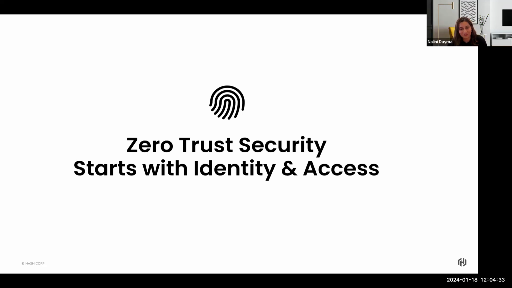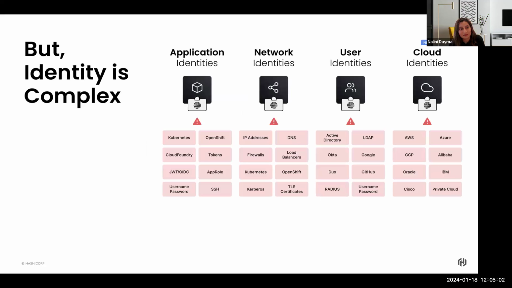Every vendor out there in the world has their own definition of zero trust and their own framework. So what do we think of zero trust security, and what does the HashiCorp zero trust security framework look like? Anything that says zero trust begins with identity and access control. Identity is not that simple, especially in the modern world. The challenge is that it is complex.